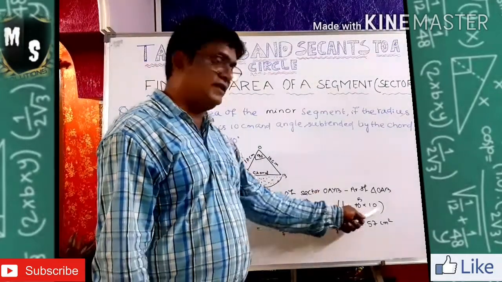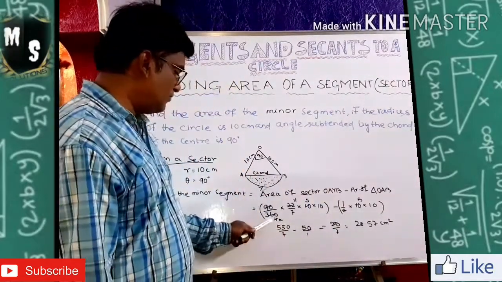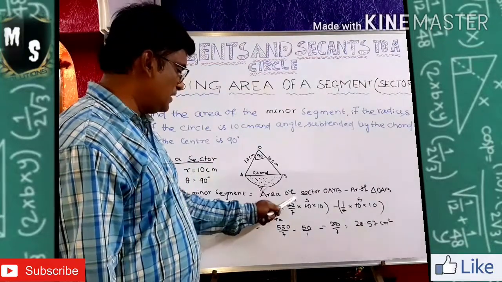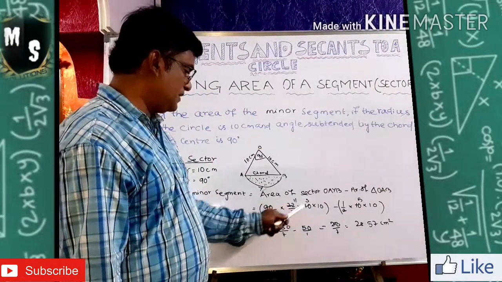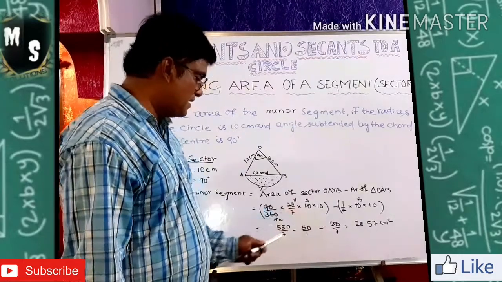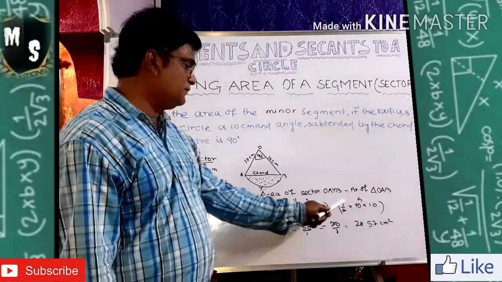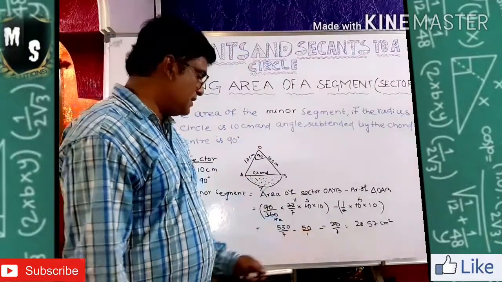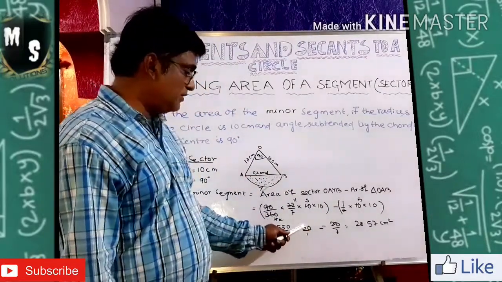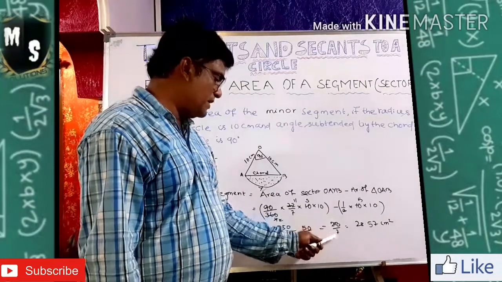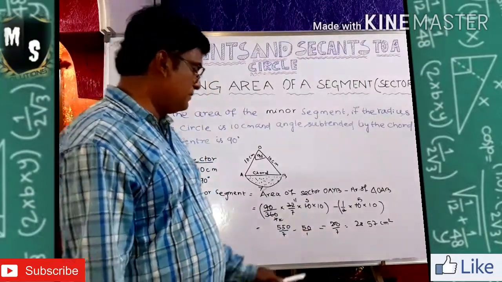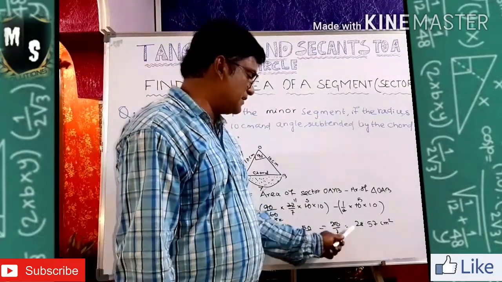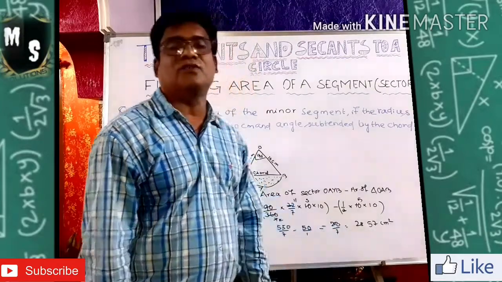Now I cancel: 4 nines are 36, then 2 twos, 2 elevens, then 2 fives. So 11 fives are 55, 10 fives are 550 by 7, minus 2 fives, that is 10 fives are 50 by 1. After taking LCM, 7: 550 minus 350. So it is 200 by 7. If you divide it, it comes to 28.57 square centimeters.